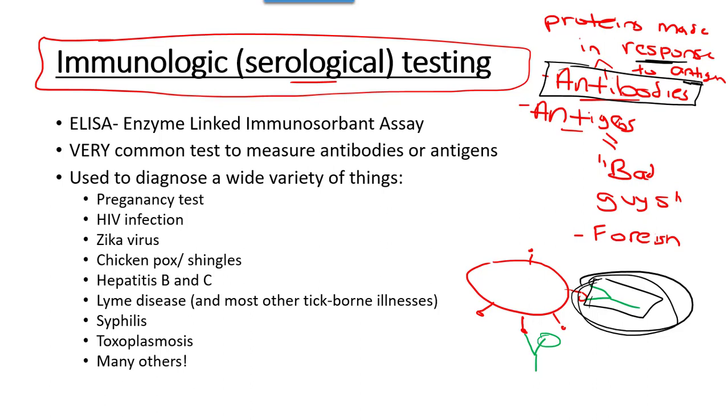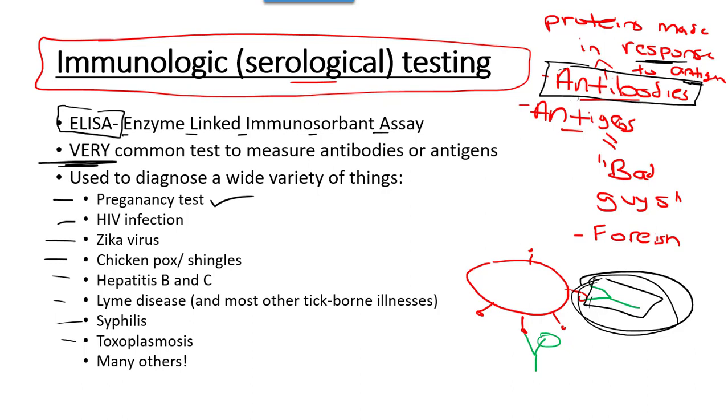Yes or no. How we measure antibodies and antigens, there's many different methods, but the one you're going to see, I guarantee you're going to see this, that's why I'm telling you, wouldn't be wasting your time, is called ELISA. ELISA stands for Enzyme-Linked Immunosorbent Assay. Very, very common technique used to diagnose infections. We use ELISAs for pregnancy tests, which is not an infection, but I just wanted to throw it out there. We use it for HIV, Zika, chickenpox, hepatitis, Lyme disease and the other tick-borne illnesses, syphilis, toxoplasmosis, and almost everything else. So we use this test to diagnose just about everything.